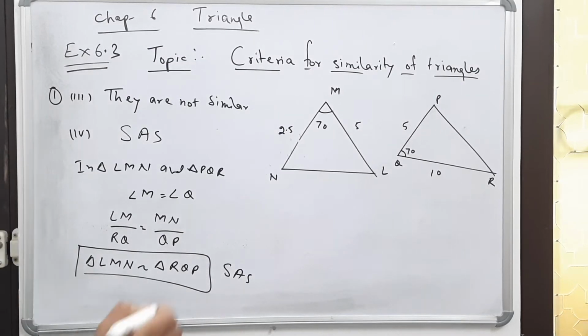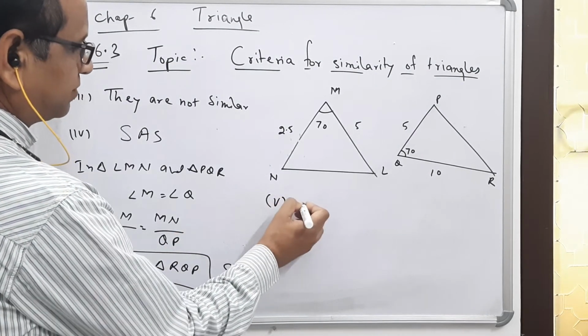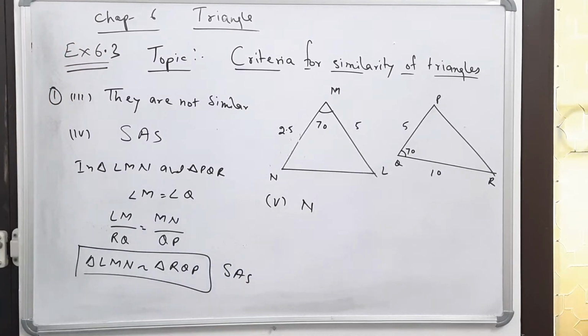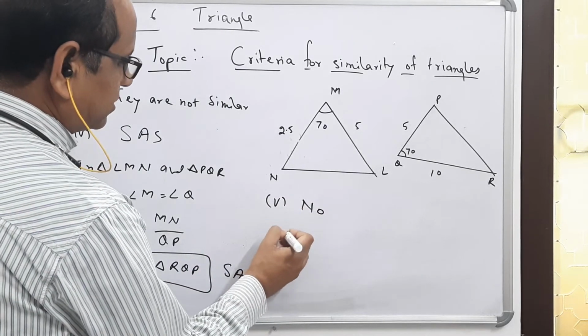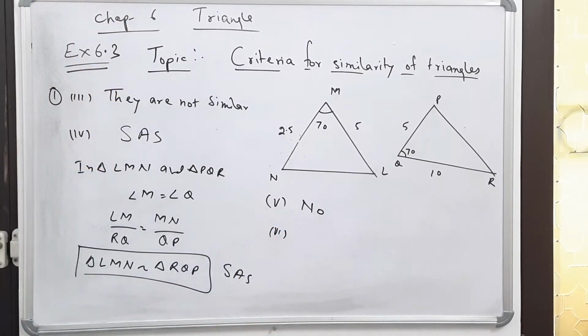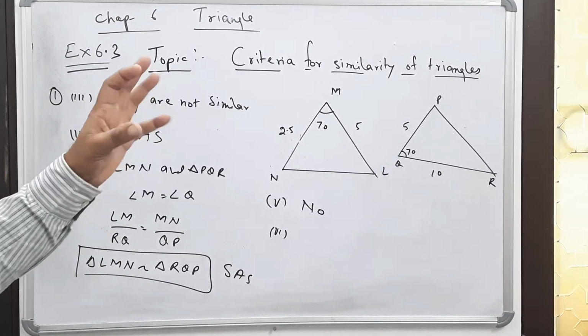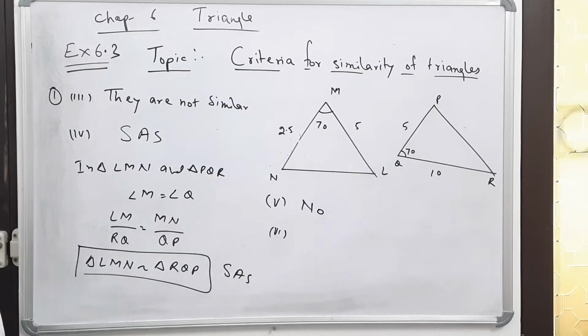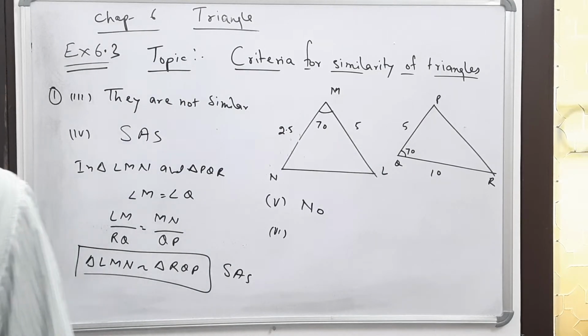Now in this, the fifth part, they are not similar, and the sixth part is again similar by using the criteria angle, angle, angle. So that is the meaning of the criteria for similarity of a triangle.